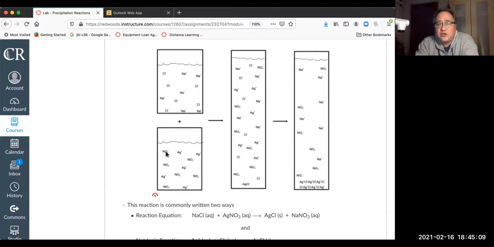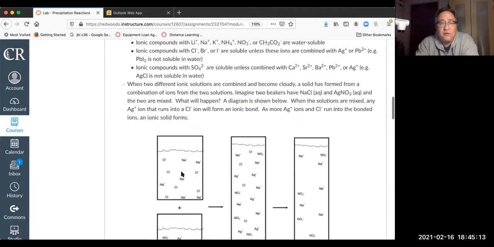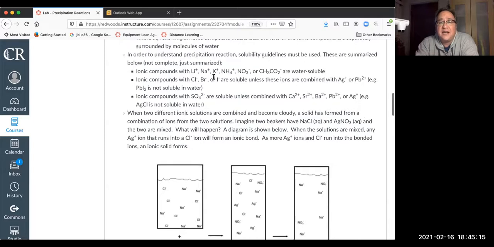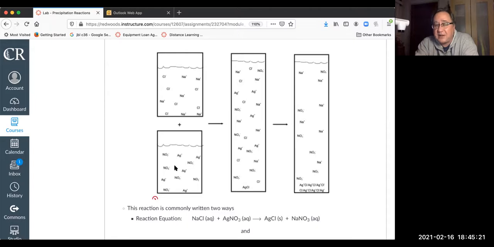Below, we have nitrate and silver ions. And why is this soluble? Well, if we look at the rules above, it says that nitrates are water soluble, NO3. So even though there's silver in here, which tends to not be soluble, this is soluble.